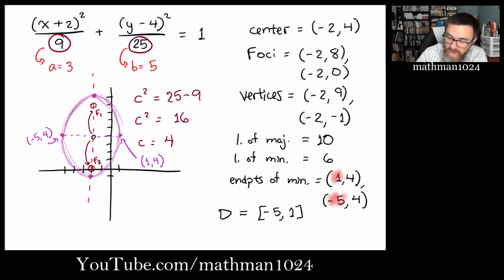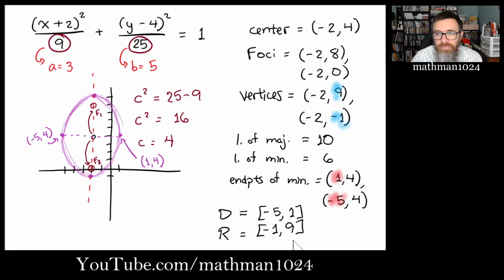But then for the range in this case, since we're stretched in a y direction, it will be connected to those endpoints for the major axis. In other words, the vertices. And these are the y coordinates for those vertices. So that indicates that your range is going to go from -1 to +9.